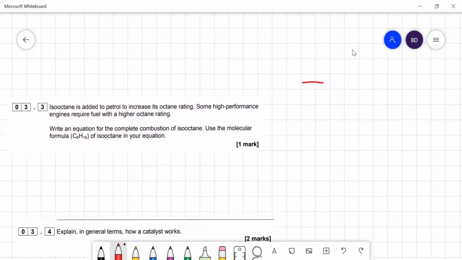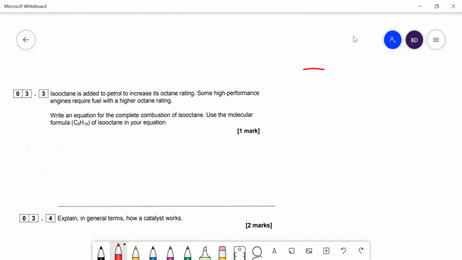Isooctane is added to petrol to increase its octane rating. Some high-performance engines require fuel with a higher octane rating. Write an equation for the complete combustion of isooctane. Okay, so we've got C8H18. I'm going to burn it with oxygen. Complete combustion, you are only going to get carbon dioxide, not carbon monoxide or carbon. And we're going to get water.